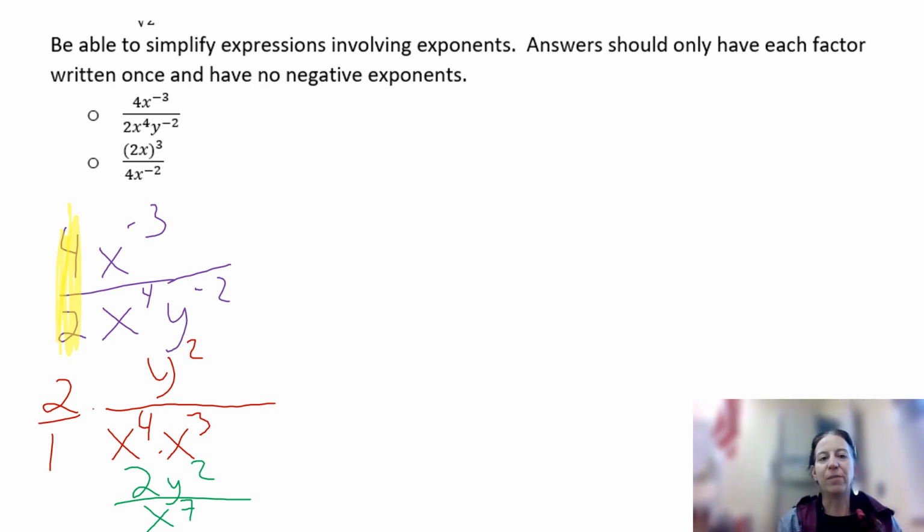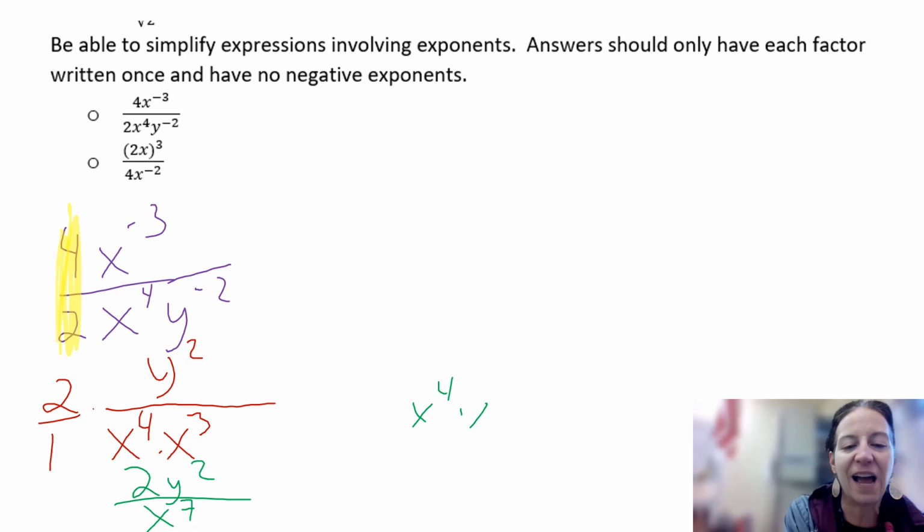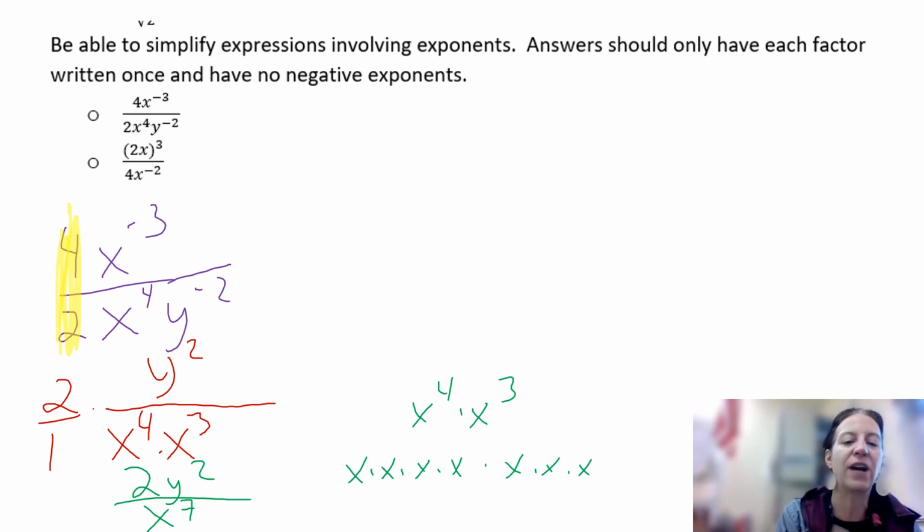If you blank out on that, okay, do it off to the side, not in the middle of your problem, because it will make your problem very cluttered and very difficult for me to grade. But if you needed to do this off to the side, you could. You could say x to the 4th times x to the 3rd. That's x times x times x times x, because that's what x to the 4th is. And then you can see, oh, how many do I have there? 1, 2, 3, 4, 5, 6, 7 x's all multiplied together is your x to the 7th.